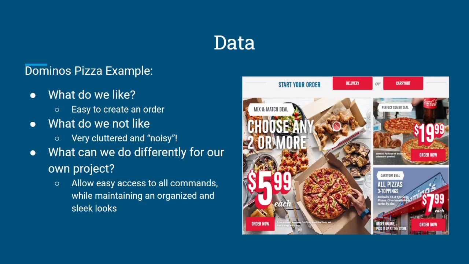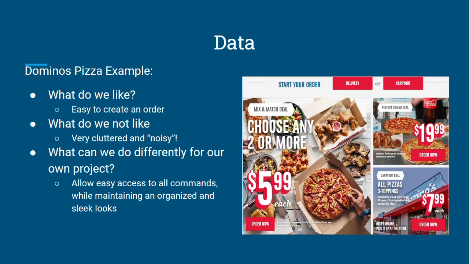Next slide. So our example, the one that we picked, just to take a quick look at, is Domino's Pizza. On the right side, we have a quick picture. If you just Google Domino's Pizza and go to their website, this is what you would see. And as the observational elicitation technique, 3 questions that we might want to ask ourselves are, what do we like as we're observing? What do we not like as we're observing? And what can we do differently for ourselves, for our own project?